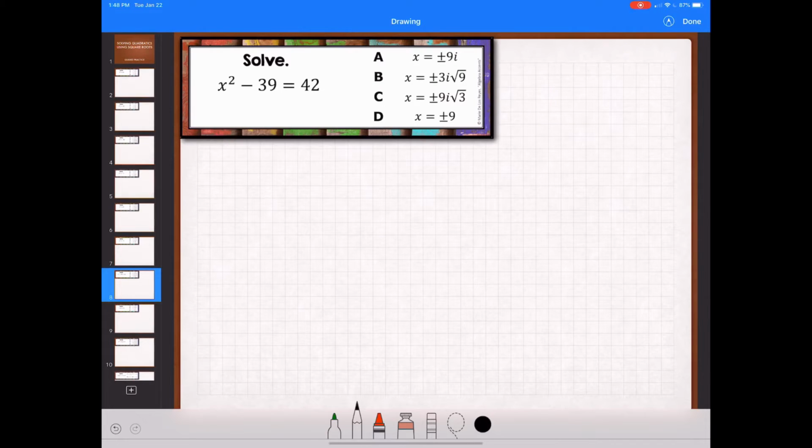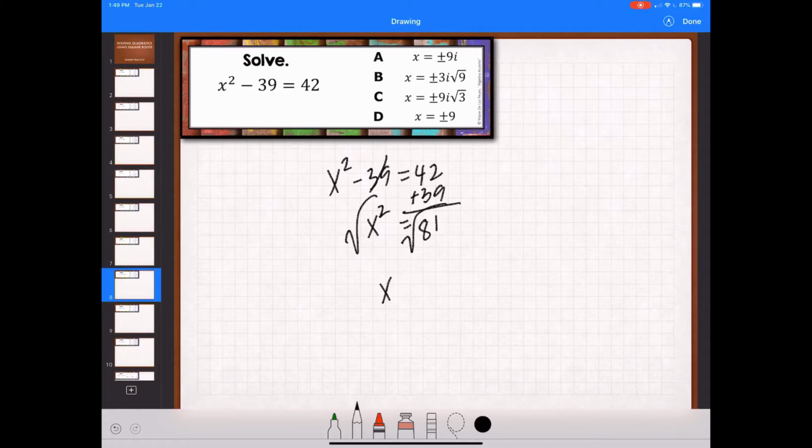Okay, next example. x squared minus 39 equals 42. I'm going to first isolate the x squared by adding 39 to the right side. So that is x squared equals 81. And then I'm going to take the square root. So x equals positive and negative radical 81 is 9.